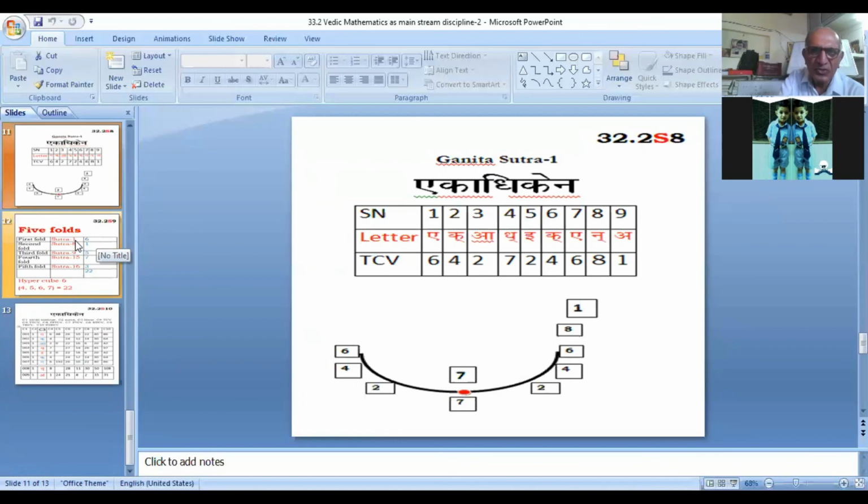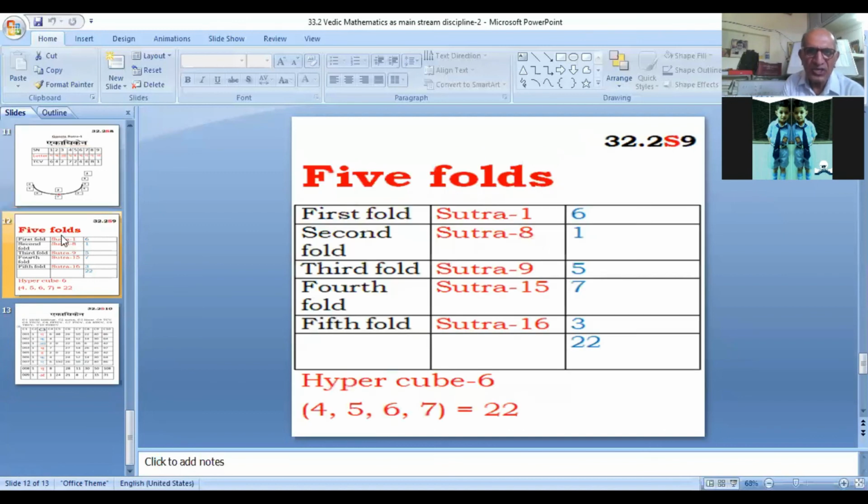And this chase is going to be in terms of the TCV values, and this range of TCV values will give us such parabolic representations, and the unfolding process will continue. Here we can have a pause and proceed further.